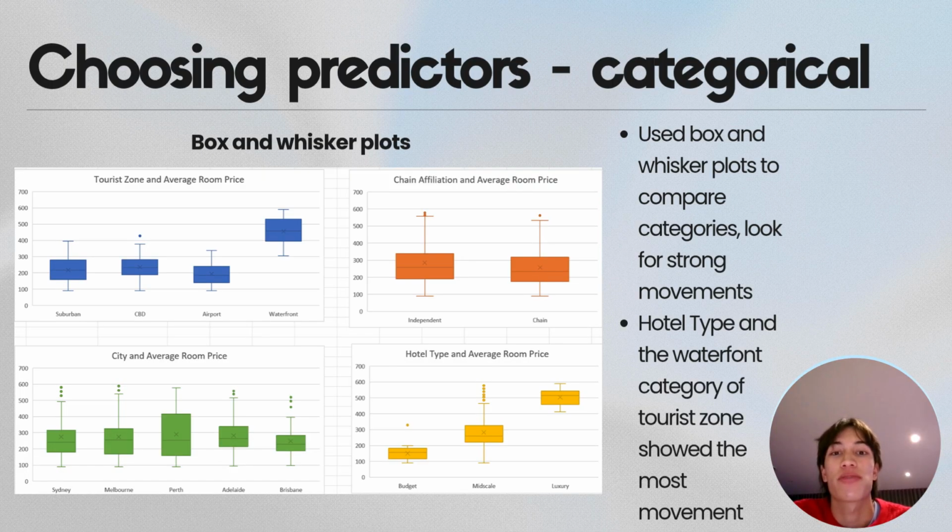Tourist zone was the first categorical predictor with interesting results. Waterfront hotels had a much higher median and mean than the other categories. The median room price of a waterfront hotel was around $200 higher than the other locations, which suggested a strong location-based effect on the average room price. Hotel type was another predictor that had clear separation between categories. As the quality of the hotel increased, so did the average price of a room. This seems logical and straightforward. However, we still included it in the regression model to see how it interacted with the other variables.